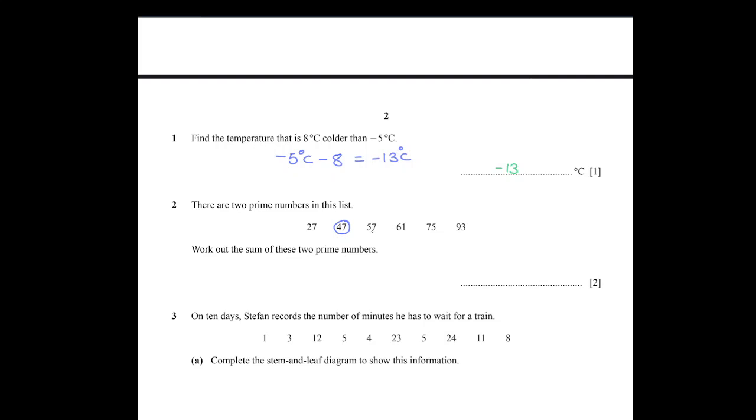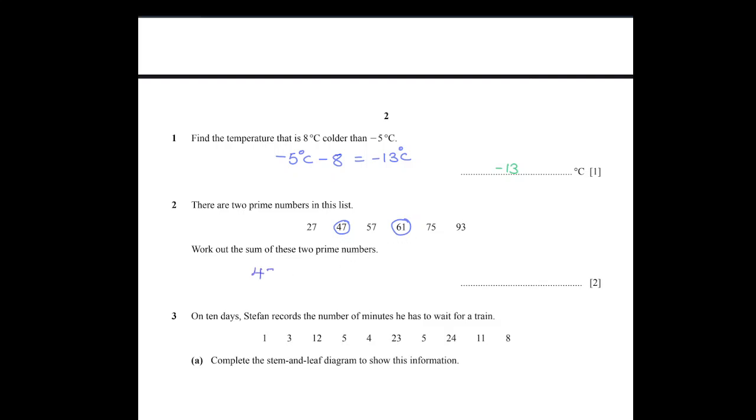57 has factors, it is divisible by 3 because if I add 5 plus 7 it is 12, and 12 is divisible by 3, so 57 also will be divisible by 3. 61 is not divisible by any number, it is not an even number, it's not having 0 or 5 in its ones place. If you add the digits, it is not divisible by 3, and it is not divisible by 4 and so on, so it is a prime number. 75 is not a prime number because it has 5 in the units place, so it is divisible by 5. And 93, again if I add the digits I am getting 12, so it is divisible by 3. So these two are the prime numbers.